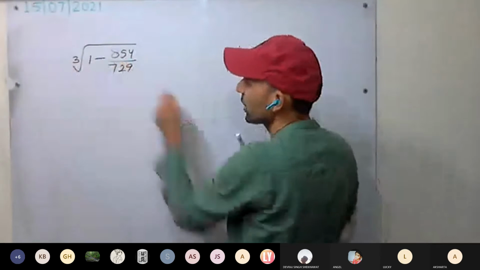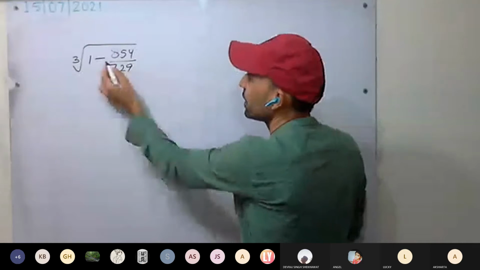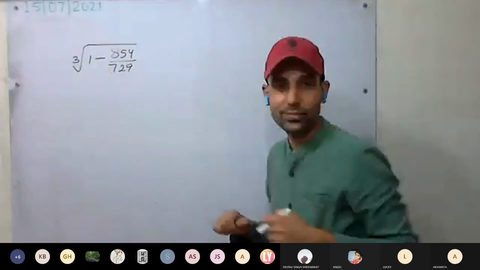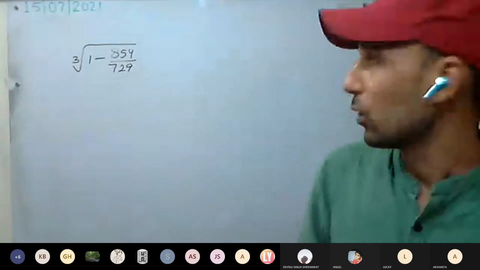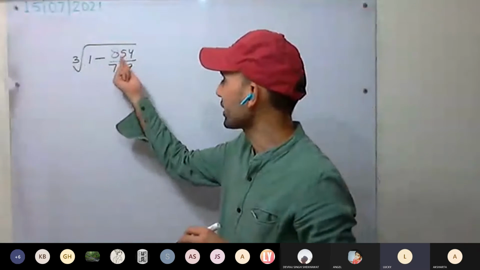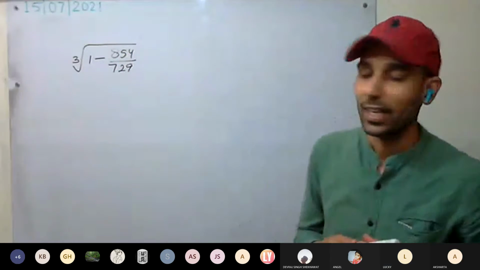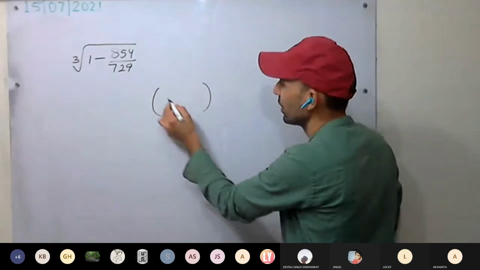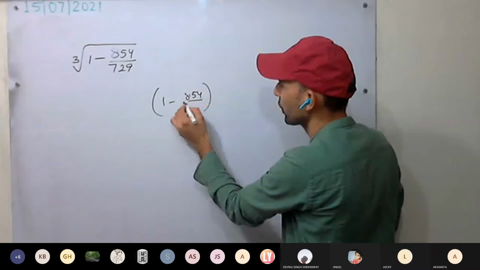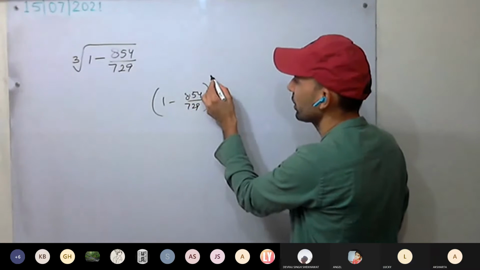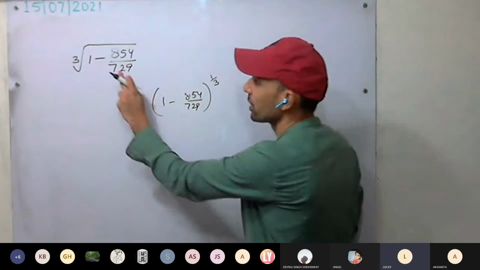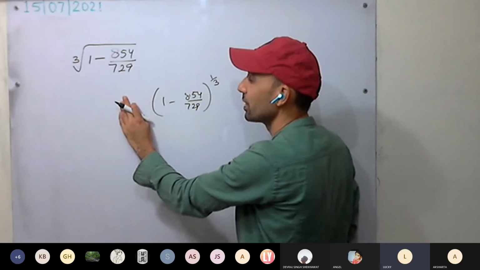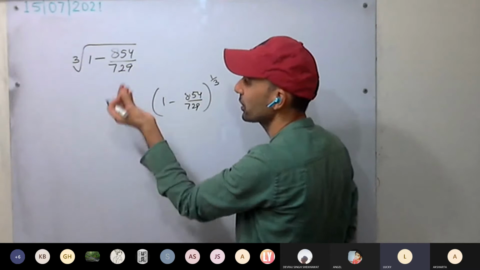First, we have to solve this one. We cannot write it like this, with the minus sign. We have to remove the minus sign. How to remove it? Take it outside? How can we take it outside? 1 minus 854 upon 729. We can change it into an improper fraction.